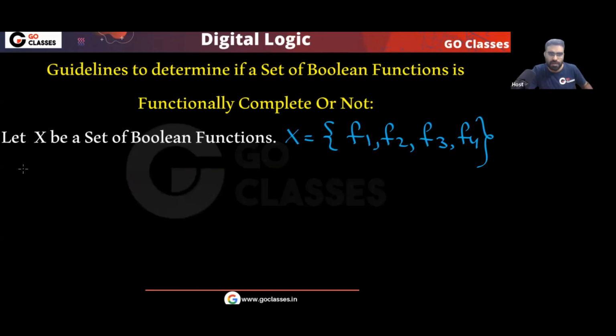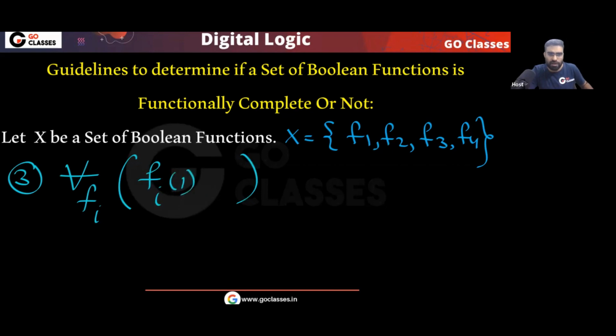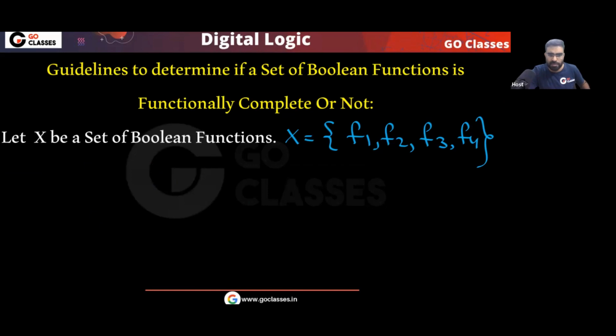What is the third guideline? The third is for all fi: if you replace every variable by 1 and you get 1, then what can I say? Then I can say that this set X is not functionally complete. This we have seen. What is the fourth guideline? Please tell me.